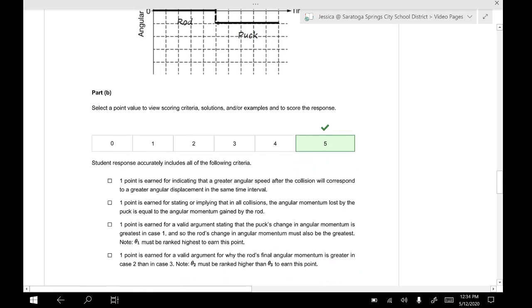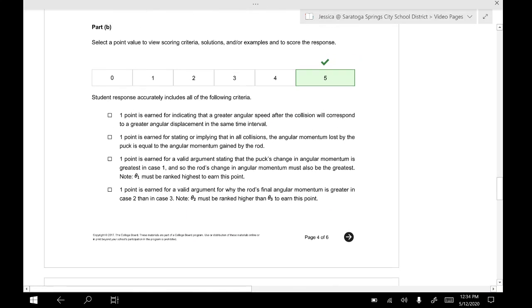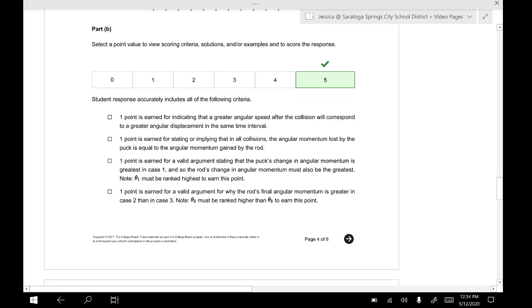Okay. So let's check out the paragraph points. We get 1 point for indicating that a greater angular speed after the collision corresponds to the greater angular displacement. Like I said, that statement is very important. It seems like a very intuitive statement that you might not have to say, but you do have to spell it out explicitly. Then we get 1 point for stating or implying that in all collisions, the angular momentum lost by the puck is equal to the angular momentum gained by the rod. So this is also the idea of conservation of angular momentum.